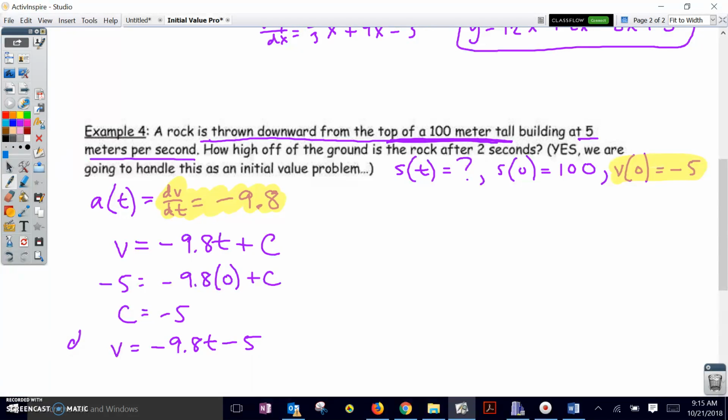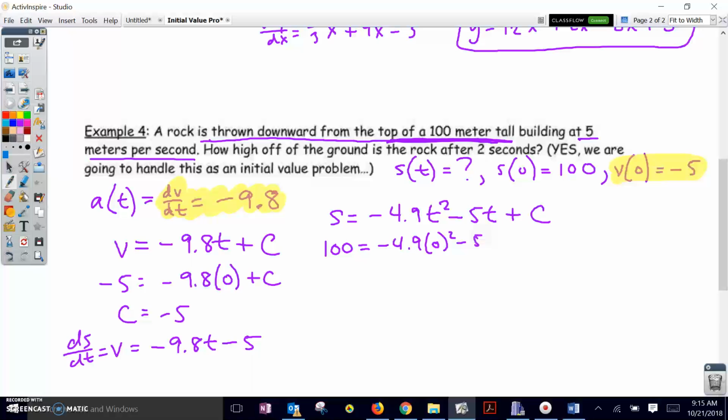And then since v is the derivative of position, I take the antiderivative of that to get the position function. That's going to be negative 4.9 t squared minus 5t plus a constant. Now the position at 0 is 100, so 100 is equal to all of this stuff. So c is going to be equal to 100, and s is negative 4.9 t squared minus 5t plus 100.